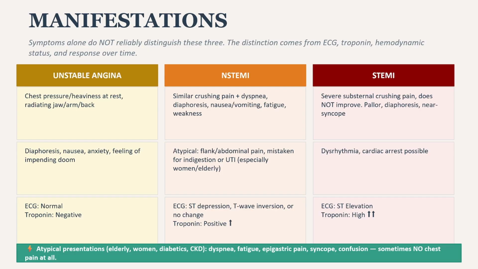Since we are running out of time, we will very briefly touch on atypical presentations. So women, elderly, diabetics, and CKD patients often don't present with classic chest pain. So we can see things like fatigue, nausea, back pain, epigastric pain, and sometimes no chest pain at all. This is how ACS gets missed.